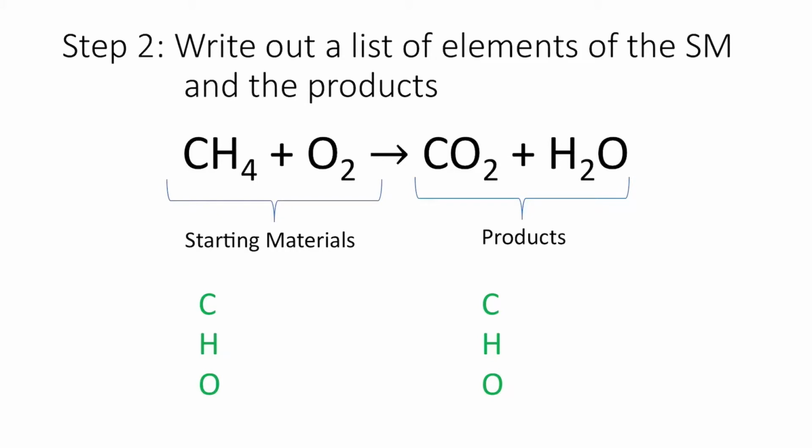Step 2 is to write out a list of elements of the starting materials and the products. On the starting material side, I see that carbon, hydrogen, and oxygen are the elements that appear, and they also appear on the product side.